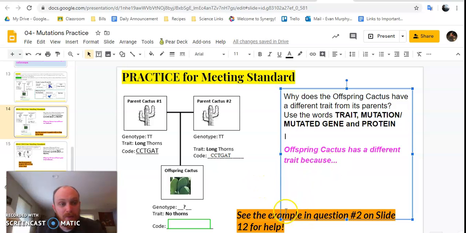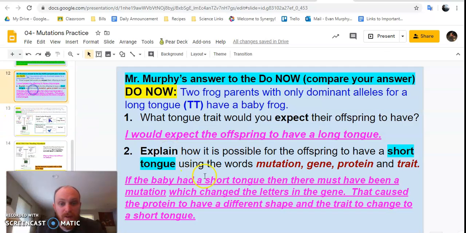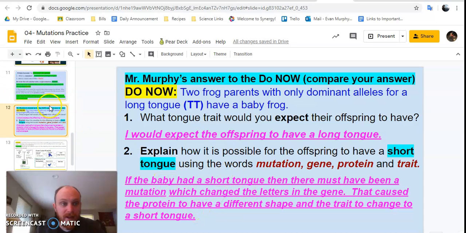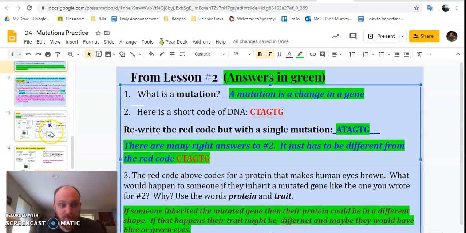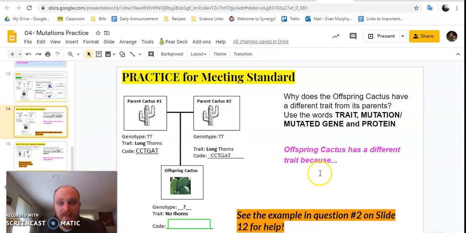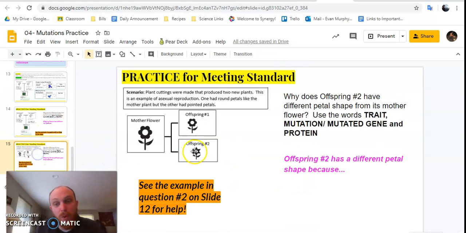And if you need an example, go back, because on slide 12, I gave you the example here. And actually, there's another example on slide 11, down here for number 3. So there's multiple examples to help you. Give this a shot. And then do another one on slide 15.